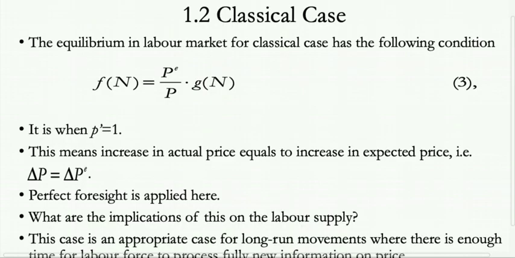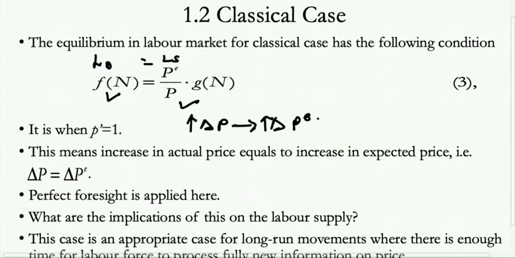We have the classical case. Now, let's say we want to talk about the real value of labor demand and supply here in expression 3. So we have equilibrium in the labor market in which labor demand equals labor supply. This is labor demand, this is labor supply. Now, the classical case is where we have perfect foresight, in which if there is a change in actual price, let's say an increase in actual price, it will lead to a change in expected price by the same amount as the change in actual price.